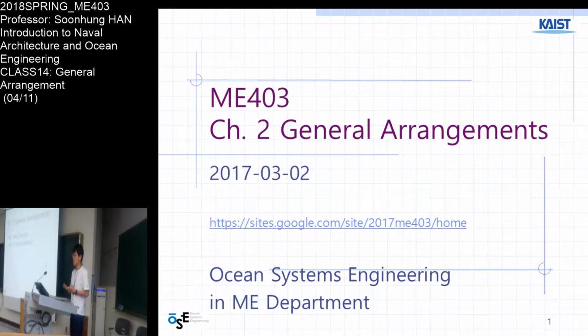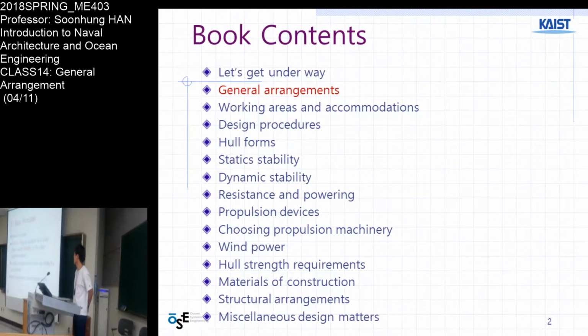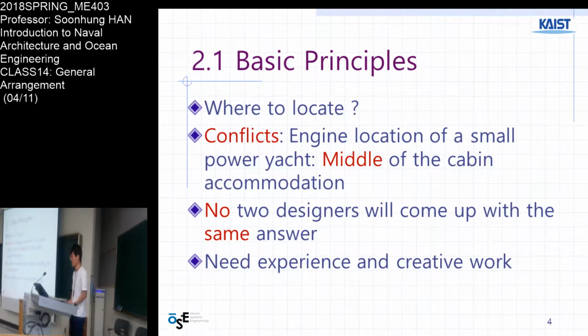Locate some important features of ships, such as engine room or accommodation, those things. So this chapter is not that hard. This is a very easy chapter, just introducing some basic principles. About general arrangements, the important problem is where to locate.